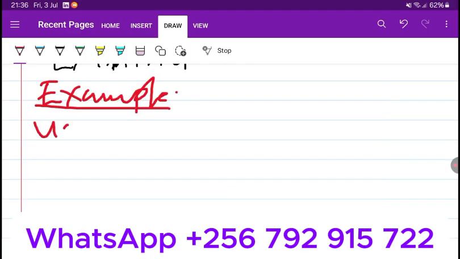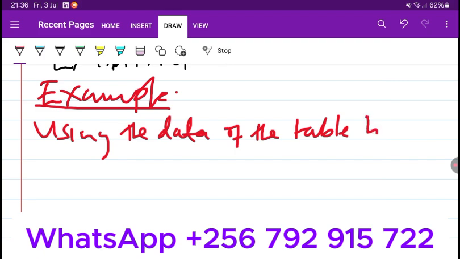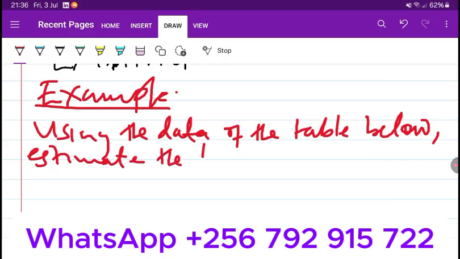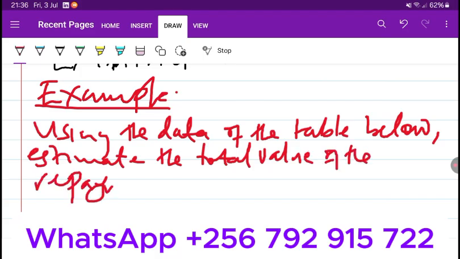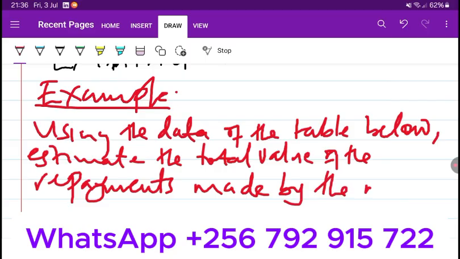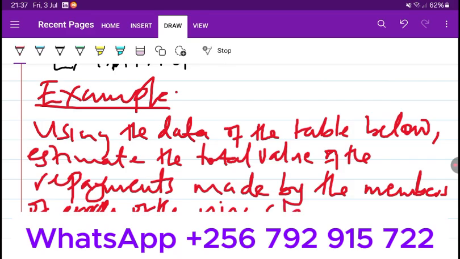Example: using the data of the table below, estimate the total value of the repayments made by the members of each of the 9 classes of the distribution.